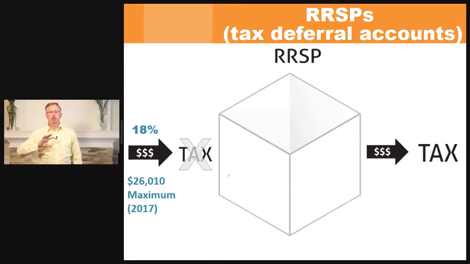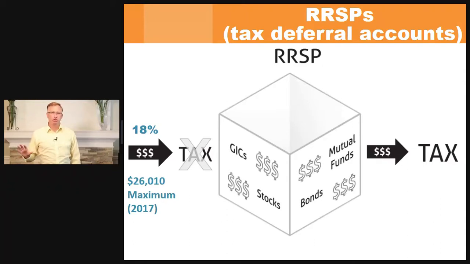And when you put that money into the box, you can invest it in a whole bunch of different things. You can put it into GICs, stocks, bonds, mutual funds, real estate, or even a simple savings account. While the money is in that box, it's allowed to grow tax-free. So every single year that you earn money on those investments, you don't have to declare it or pay tax on it. When it comes time and you make the decision to take money out of that box, that money that you take out becomes part of your income, and you then have to pay the appropriate amount of tax on it.